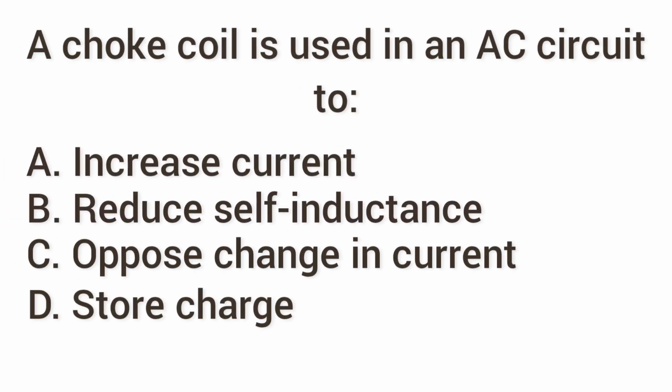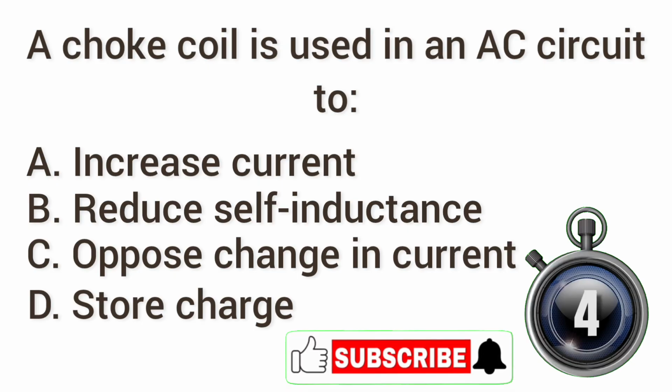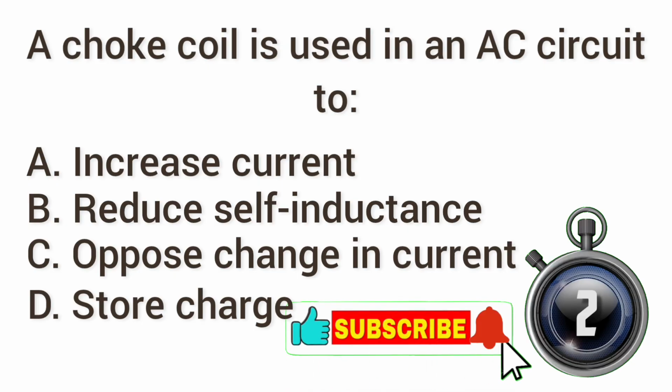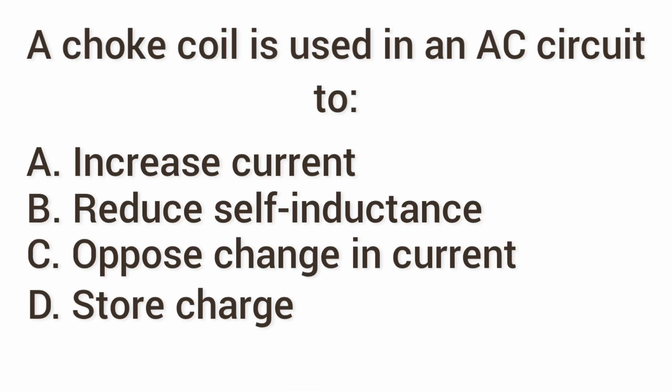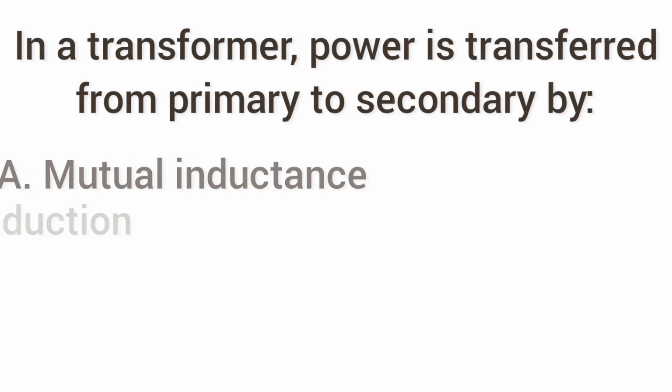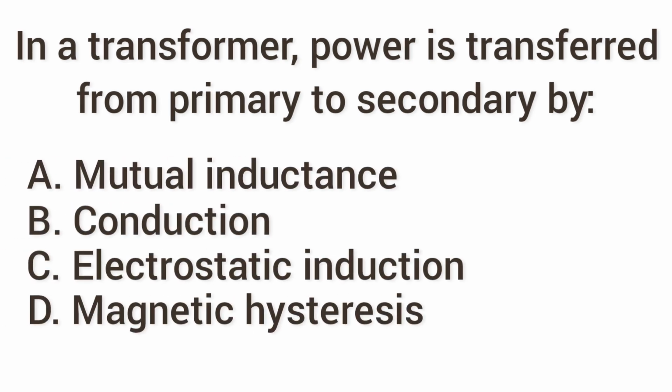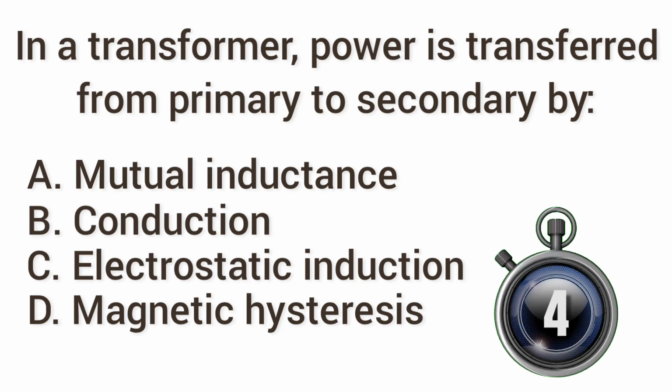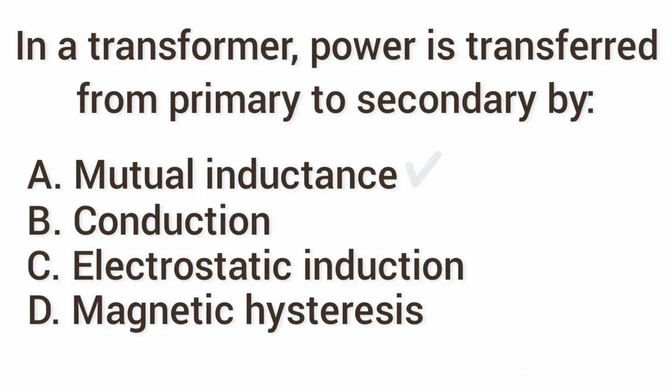A choke coil is used in an AC circuit to. Right option is C, oppose change in circuit. In a transformer, power is transferred from primary to secondary by. Right option is A, mutual induction.